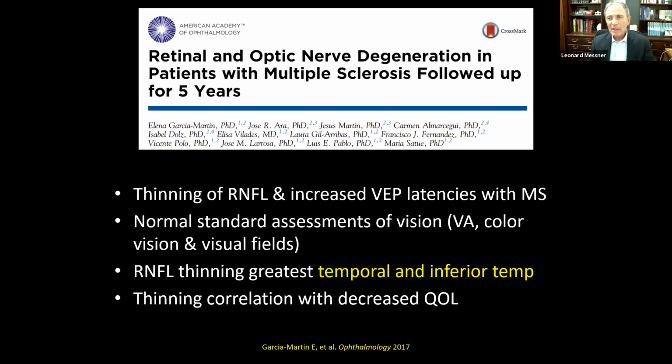And indeed, we now know that this is a fairly common finding, and specifically when looking at the temporal or inferotemporal quadrants of the retinal nerve fiber layer. And there are a number of studies also equating this thinning and progression of thinning to other biomarkers of disease activity and disease progression.